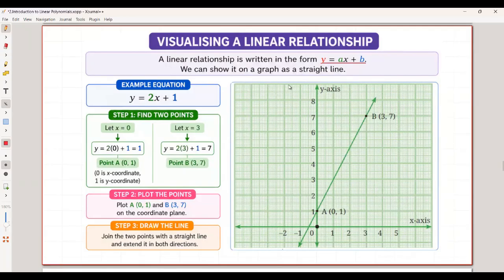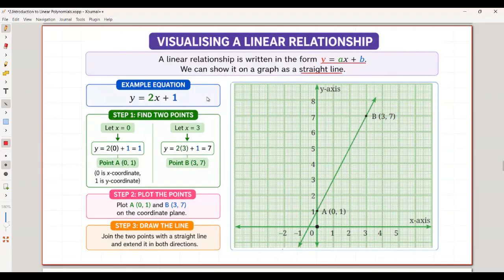In today's class we are going to represent a linear relationship in the form of a graph. If you are drawing the graph for a linear relationship, it will become a straight line. Keep it in your mind: if you are drawing the graph for linear equations, the line will be straight. For example, I have taken y equals 2x plus 1. This is a linear equation, and if you draw its graph, you will get a straight line.